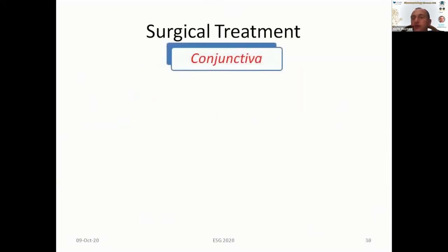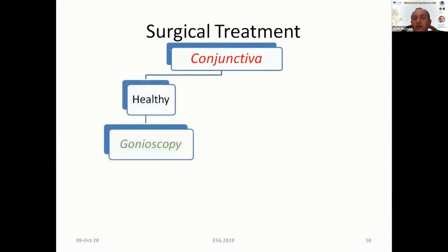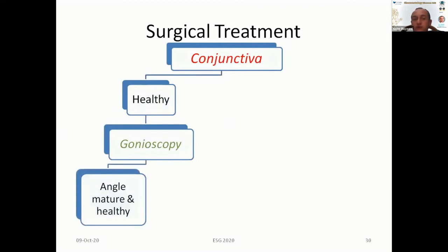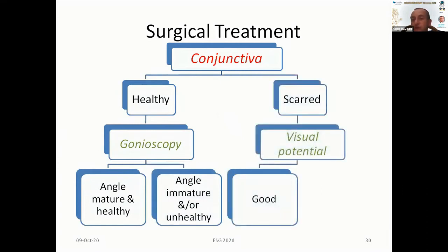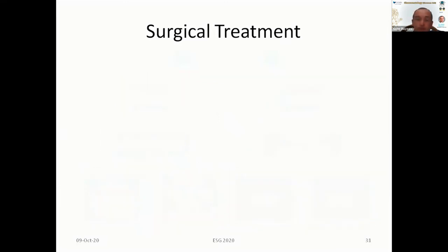So the algorithm suggested would be to look at the conjunctiva. If the conjunctiva is healthy, we would consider the gonioscopy, and in the gonioscopy, we would consider the question of the angle being mature or healthy or immature or unhealthy. The conjunctiva, if scarred, we look at the visual potential. Next issue, whether the visual potential is good or poor.